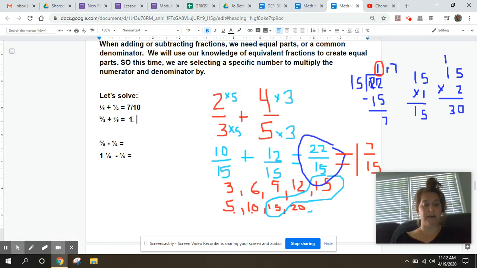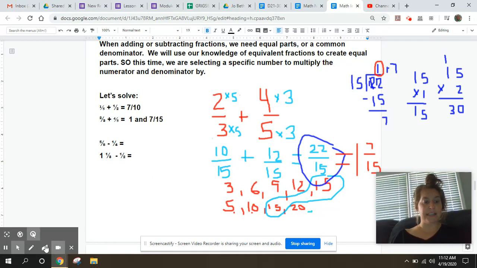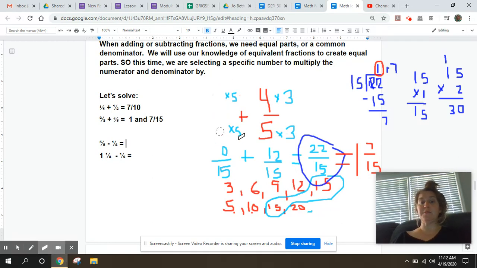So I'm going to put 1 and 7/15 there. And that's a space there, not 17/15. That's 1. I can even put the word and if I want. 1 and 7/15. All right, let's move on. So pause your video. Let's move on to subtraction.